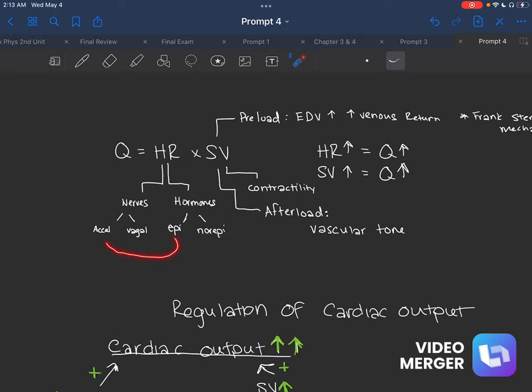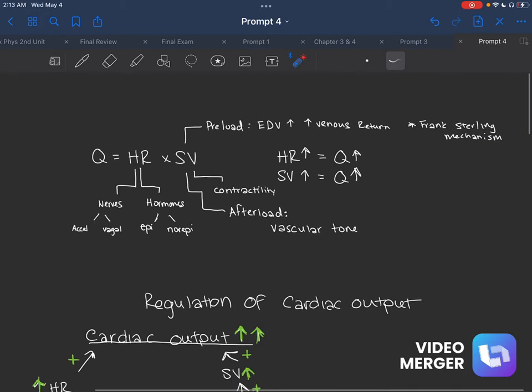These coexist together in a way where epinephrine is released and then stimulates the accelerator nerve to increase heart rate. Norepinephrine is going to do the opposite. It's going to stimulate the vagal nerve and decrease heart rate.